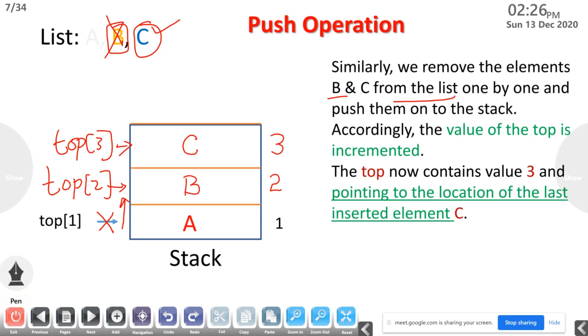So first we want to increase the value by 1, and in that location we can insert the new element. Then again we want to increase the value of top by 1, and in that position we can insert the element from the list. What is the value of top right now? The value of top is 3, pointing to the location of the last inserted element, that is C.